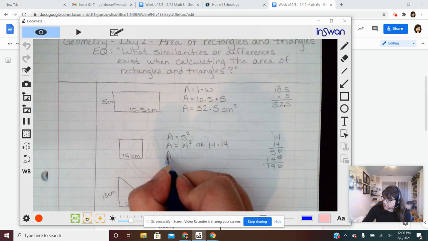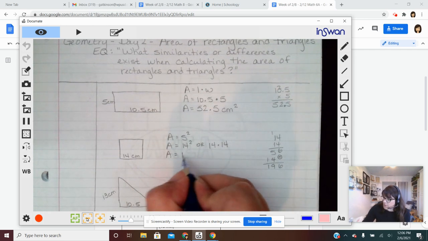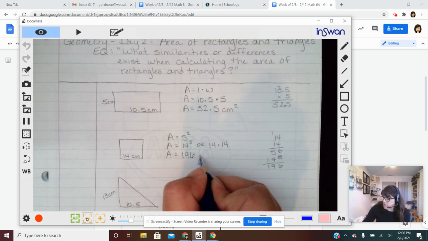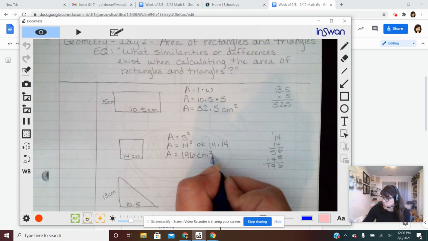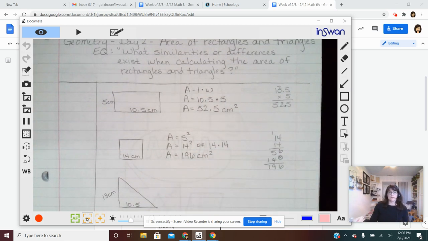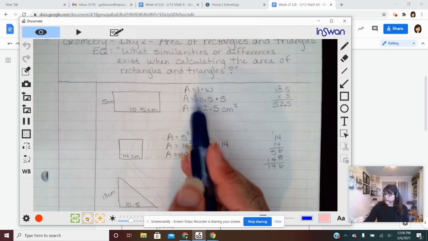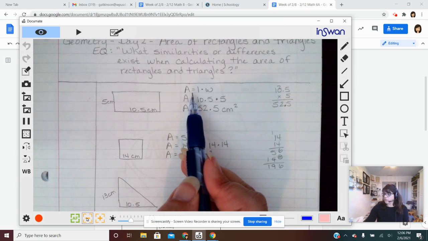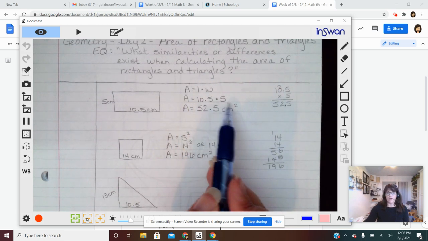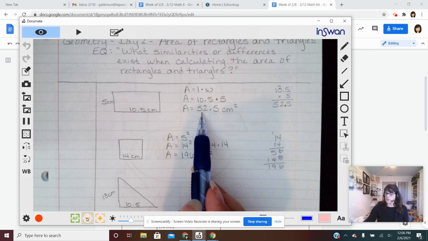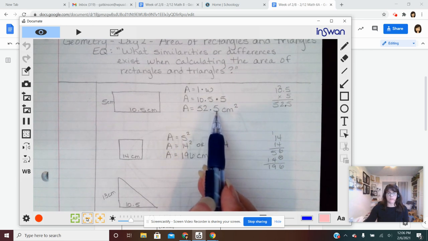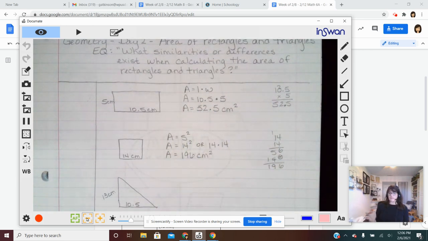The area is 196 centimeters squared. Okay, write down the formula, evaluate it with the values, do the calculation. Okay, and this process is going to keep us focused when the shapes and the formulas get more complicated.